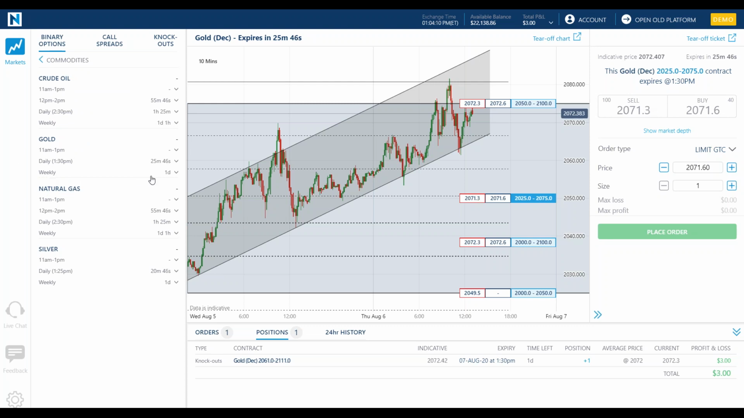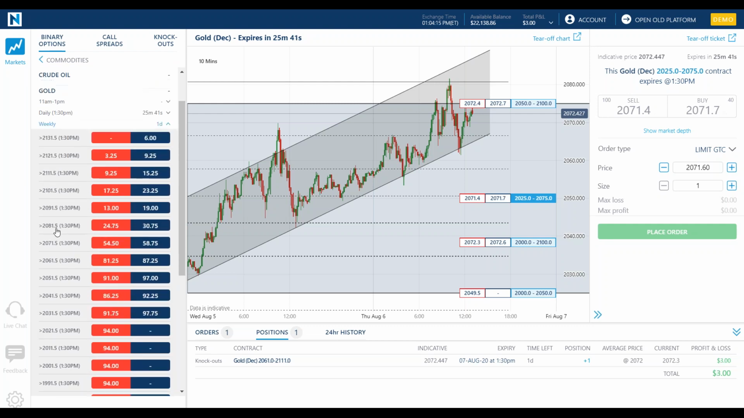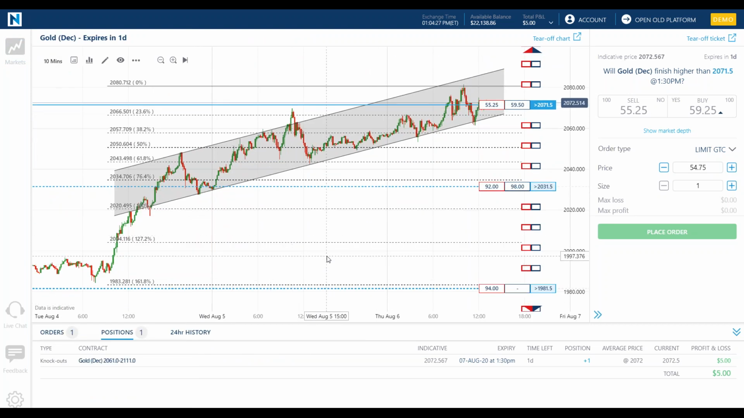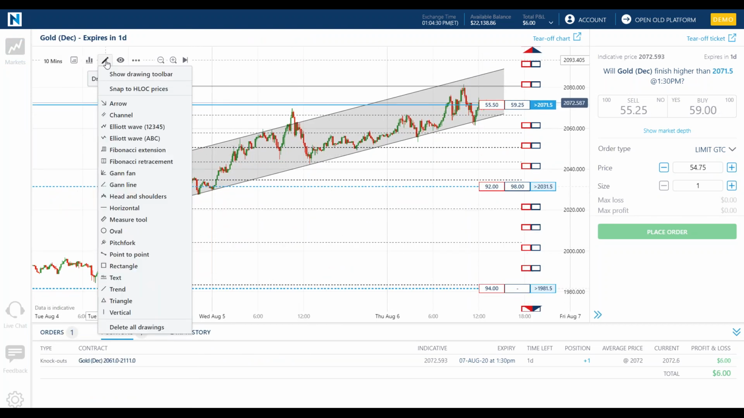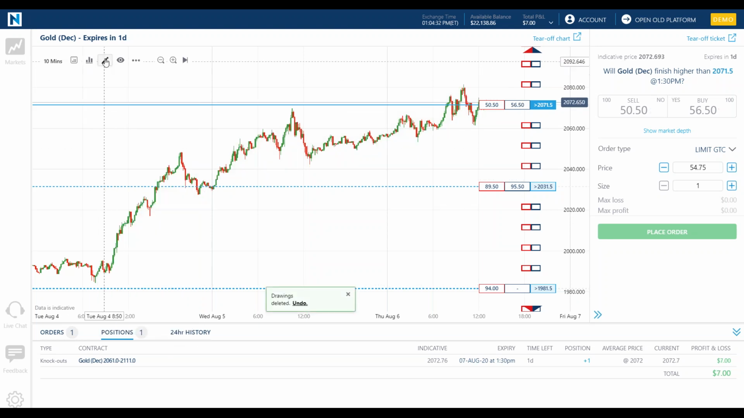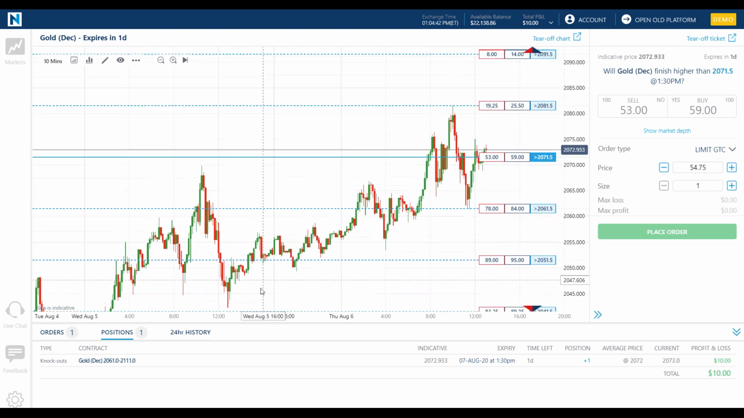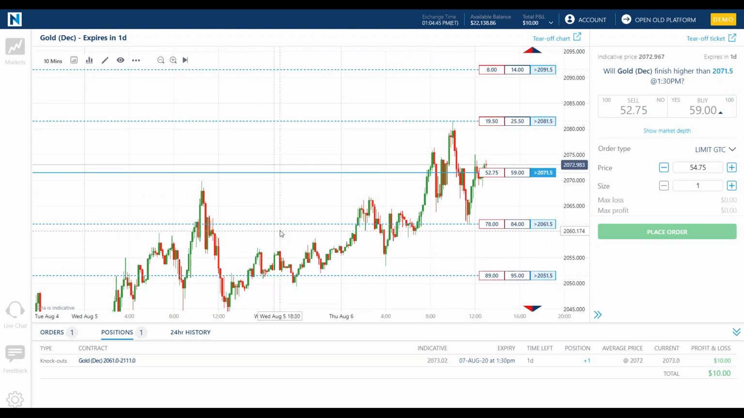So I'm going to go ahead and click on it. Let's just take a look at here's gold. Let's take a look at the weekly with a day to go, and I'm going to pick one of these. And notice how there's a variety of different strike prices or levels that you can choose. I'm going to pick one of them just to populate the chart. Let's hide this. I am going to remove all of my drawings. Good, so that we have a nice chart. Let's zoom in here and let's take a look at what we're talking about with binary options.